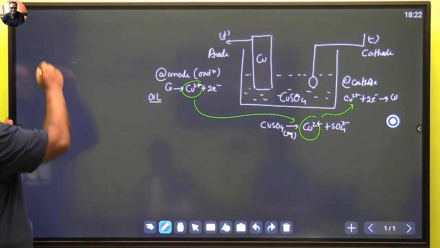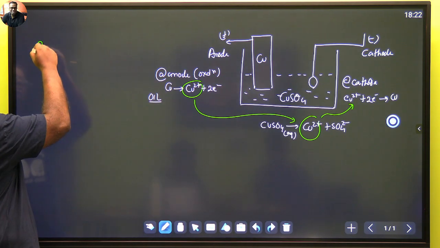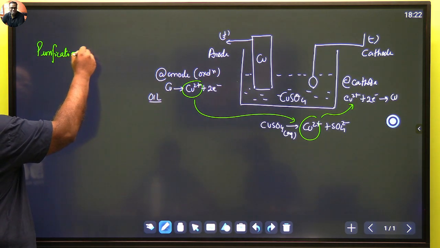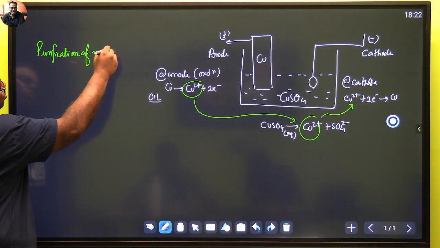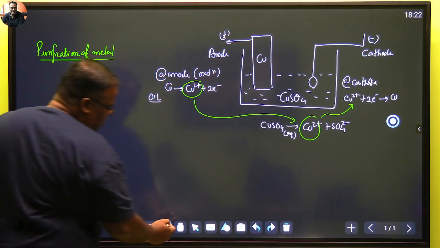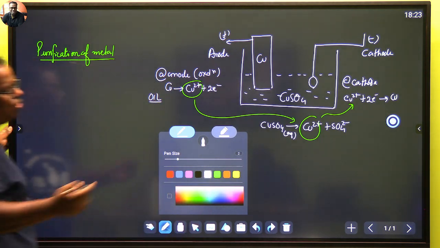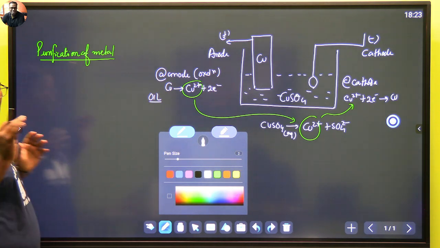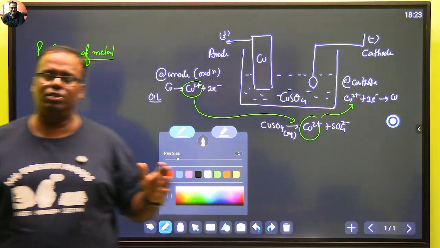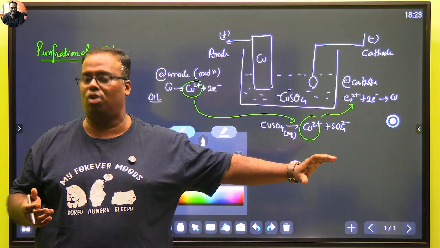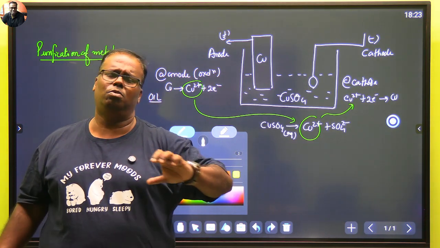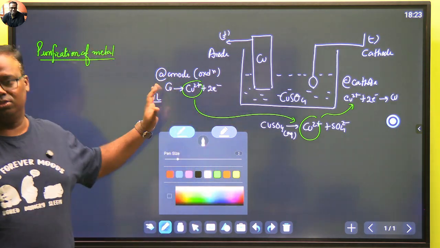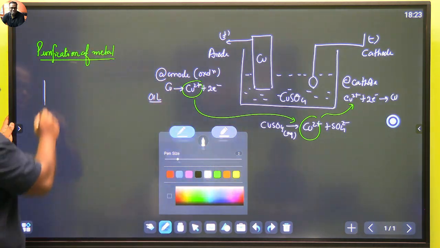We use this process in one more place, a similar process which is called purification of metal. Although Cambridge has mentioned this, they have not gone deep. But they have said anode discharge. Let us understand. When copper is extracted, you cannot get pure copper, and for electrical purposes we need copper which is 99.9% pure. Copper's purification is always done by electrolysis. Now see how copper is purified.